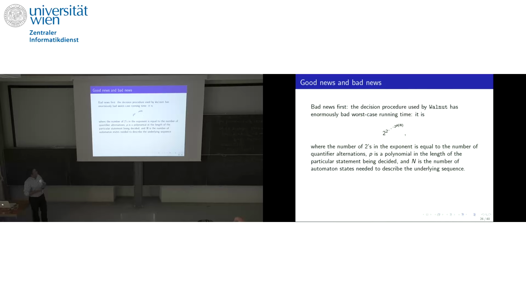Now, there's good news and bad news, and I'll give you the bad news first: the running time of this procedure is extremely bad. It is on the order of 2 to the 2 to the 2 to the 2 and so on, where the number of 2s is the number of quantifier alternations in your formula, and at the very top there's p of n, where p is a polynomial in the size of your logical formula, and n is the number of states in your automaton. So even for, say, 5 alternating quantifiers and a 2-state automaton, you're going to get something like 2 to the 2 to the 2 to the 2 to the 2. It's pretty big, right? But that's the bad news.